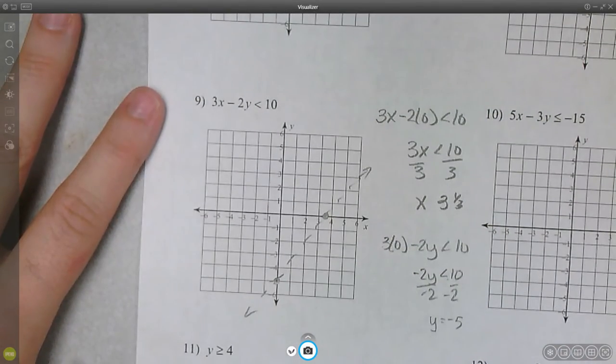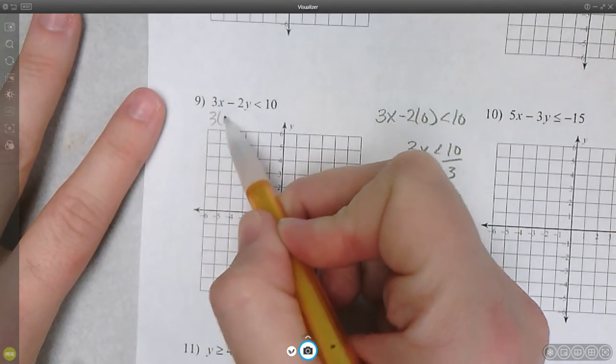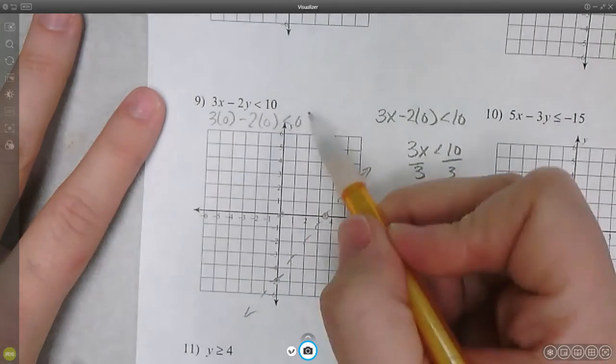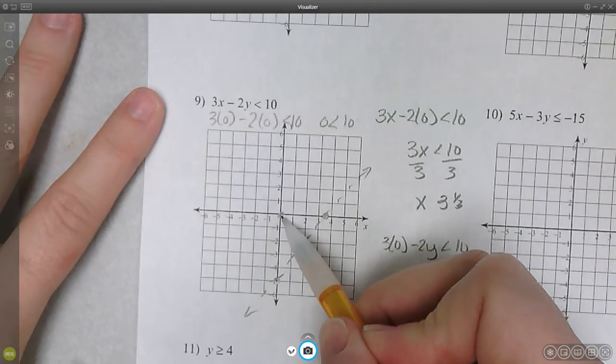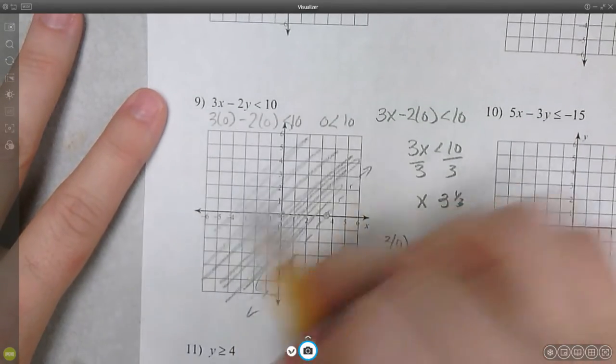Okay, and then I pick a point 0, 0. If I put a 0 in here, you have 3 times 0 minus 2 times 0 is less than 10. So is 0 less than 10? Yes, it is. So this is a solution. So everything else on this side of the line is also a solution.